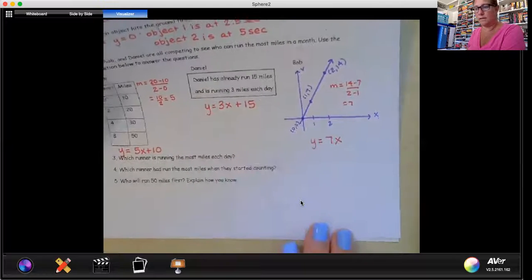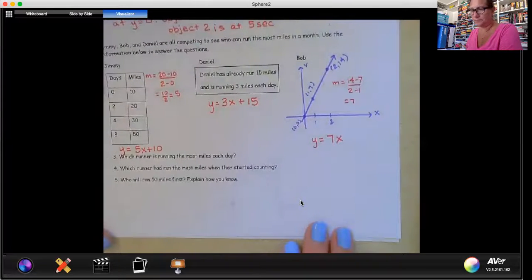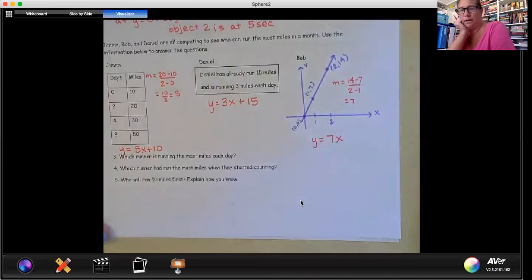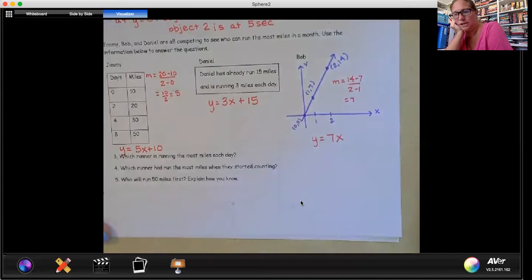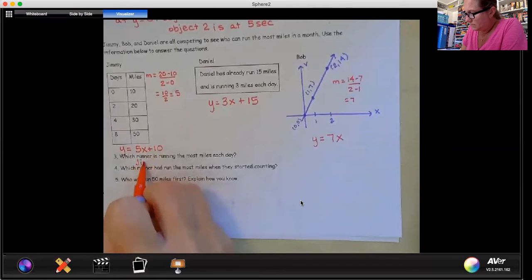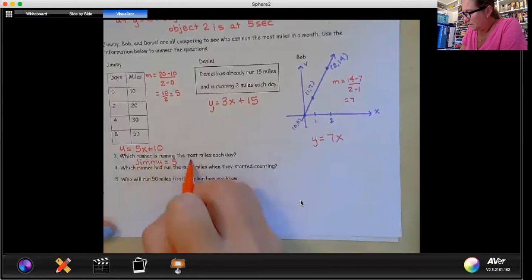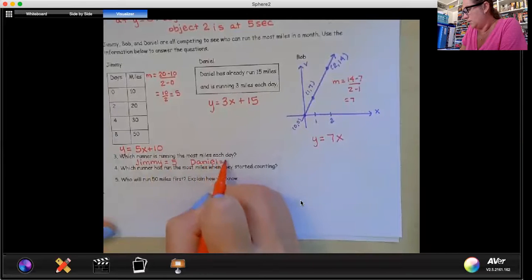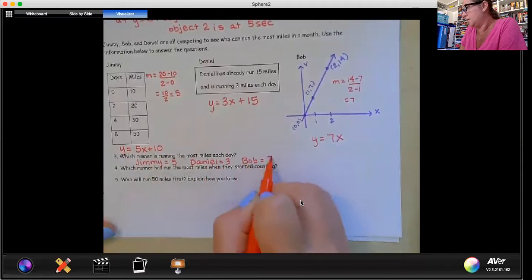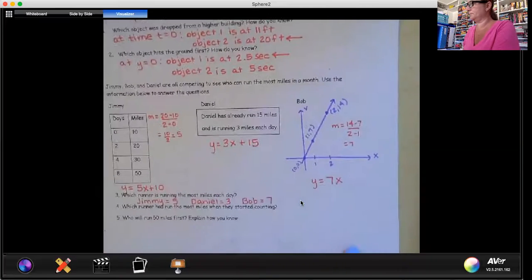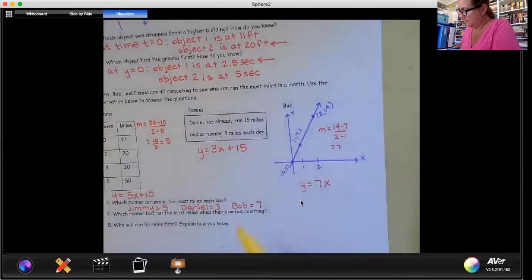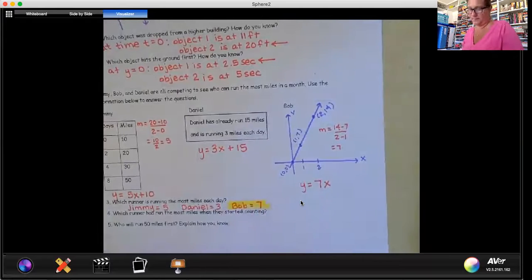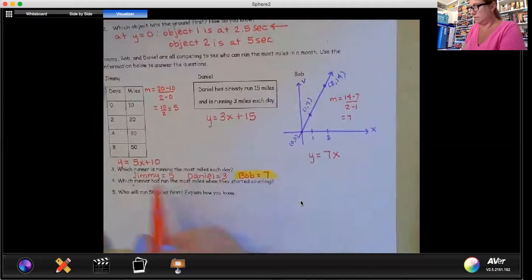So which runner is running the most miles each day? So how much is each runner running each day? Look at the slopes. So Jimmy is running 5. Daniel is running 3. And Bob is running 7. So who's running the most miles each day? Bob. Which runner had the most miles when they started? Daniel. He had 15.